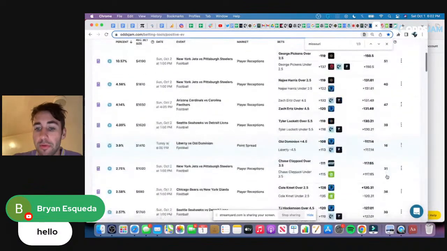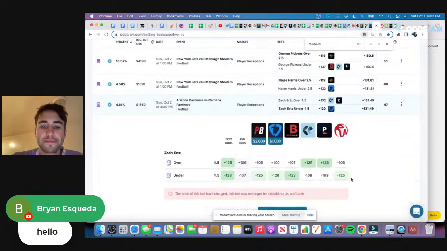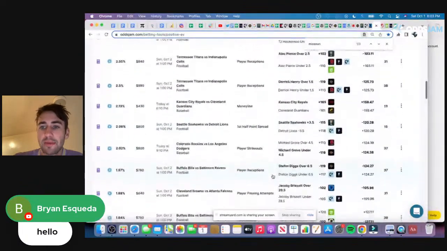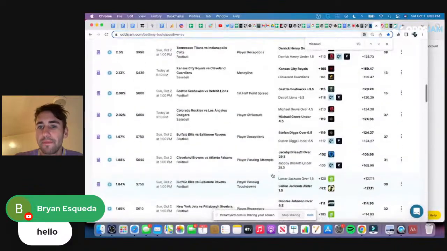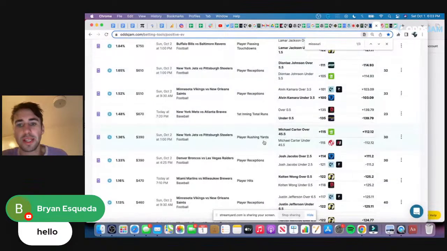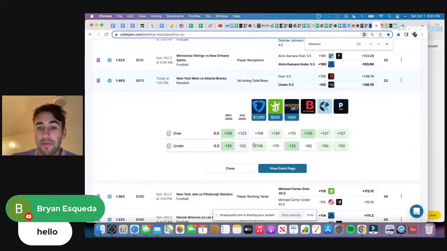So PrizePicks. Here are 3 picks that look good. Najee, over 2.5 receptions. George Pickens, over 2.5 receptions. Tyler Lockett, over 5.5. This Ertz line moved on us, so we missed it. Chase Claypool still out there. I mean, a lot of plays out there. Damn. Line's always moving. Always good opportunities. You just got to be looking. FanDuel is kind of in line with WinBet here, so maybe we skip it.